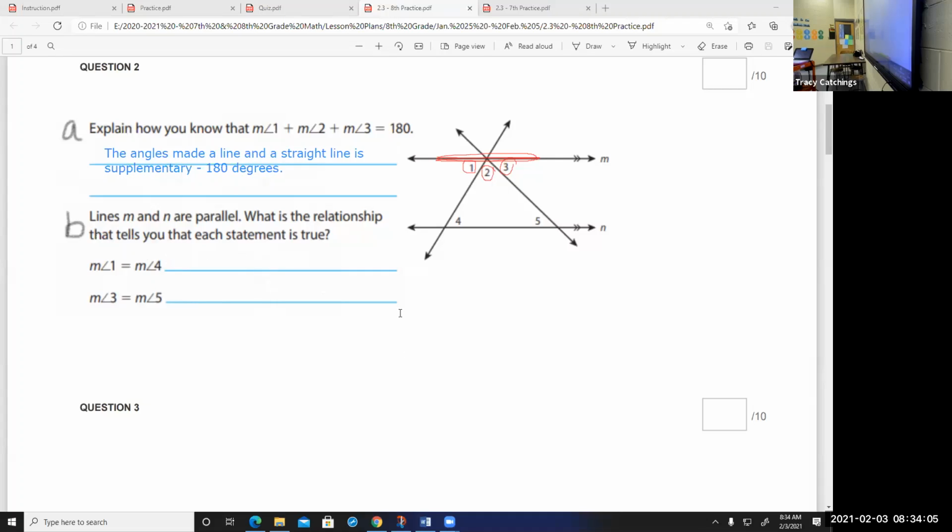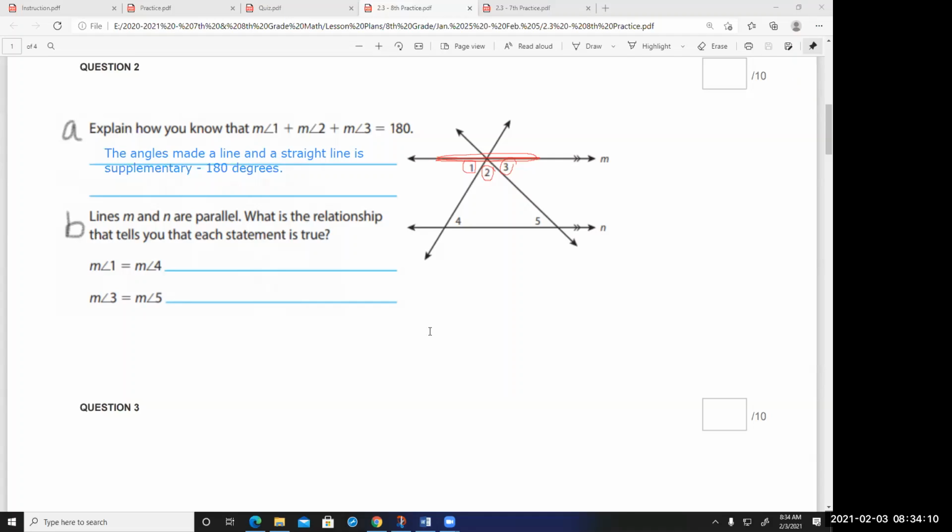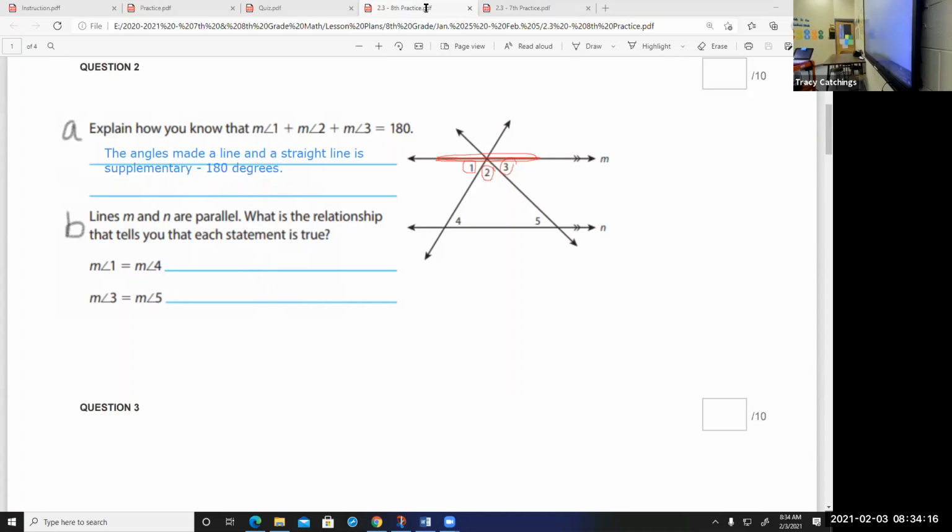All right, looking at part B. Somebody read it to us. Lines M and N are parallel. What is the relationship that tells you that each statement is true? All right, so they said the measure of angle 1 is equal to the measure of angle 4. Look at angle 1 and look at angle 4. What can we say about angle 1 and angle 4 for us to say that they have equal measures?